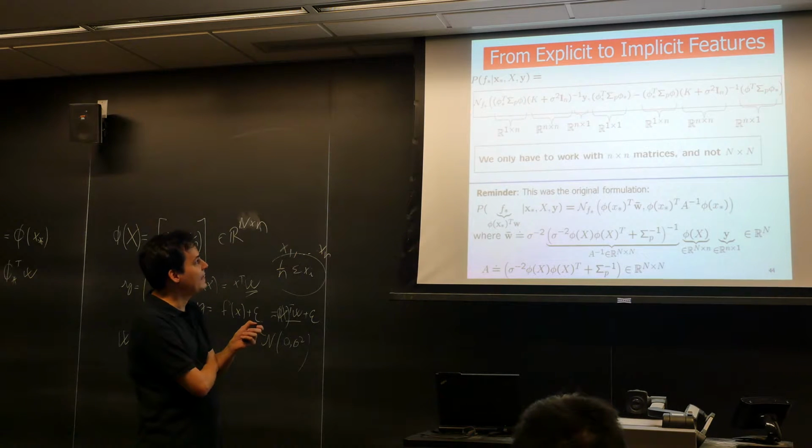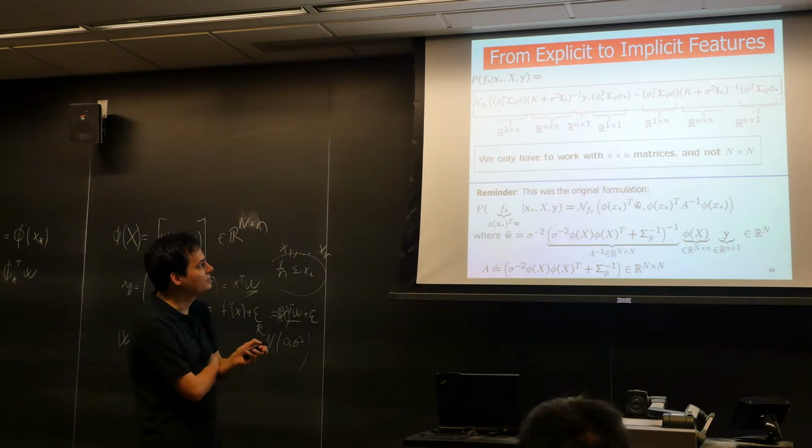At the end, this is what we get, which looks nice: the predicted distribution at the point x star, given the training data, will have this value, where you can replace all these expressions with kernels.